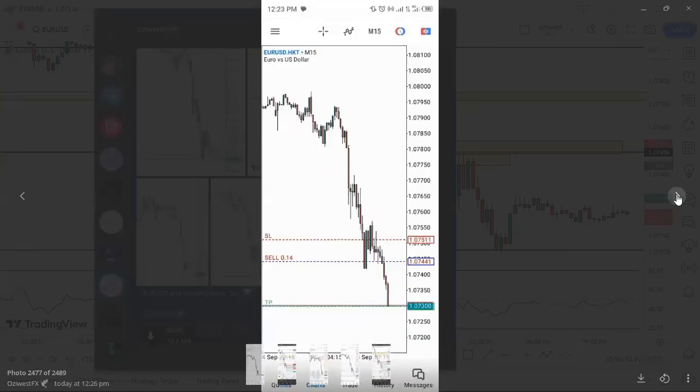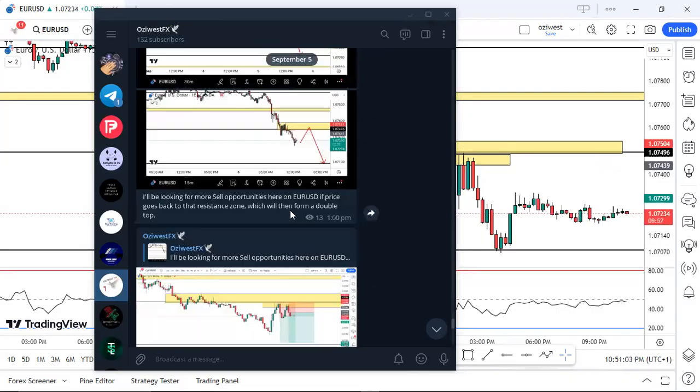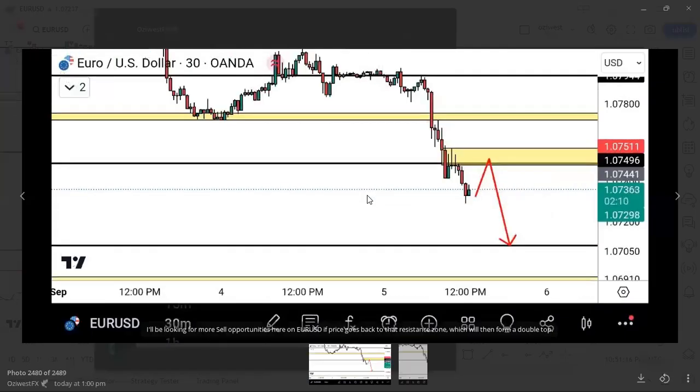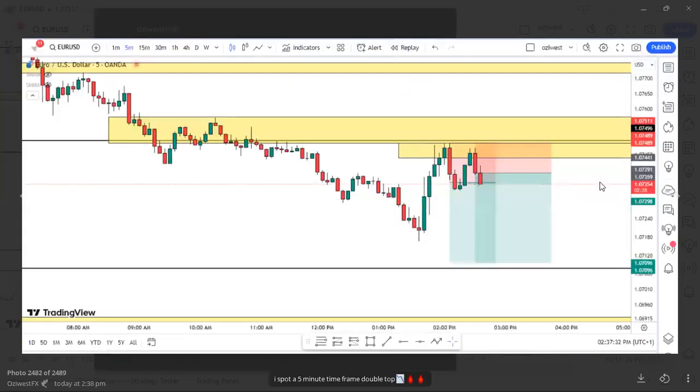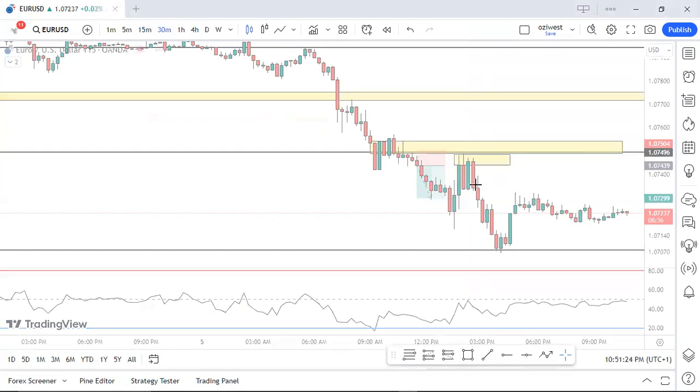Clean. Take profit was smashed. So here I was expecting a pullback. I said I'll be looking for more sell opportunities here on EURUSD if price goes back to that resistance zone, which will then form a double top. As you can see on the 15-minute and on the 30-minute time frame, price did exactly that.